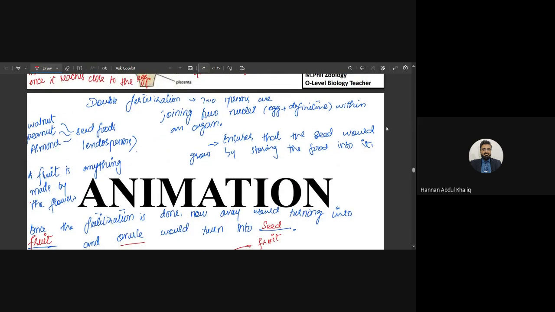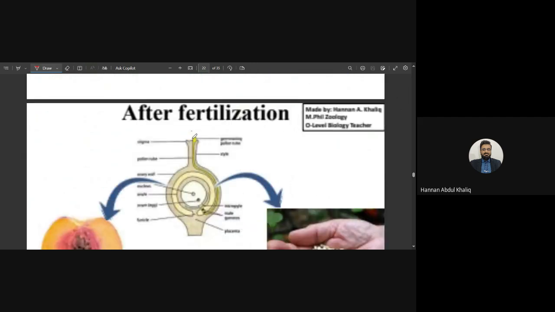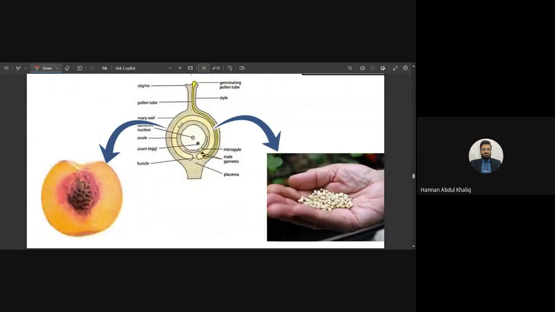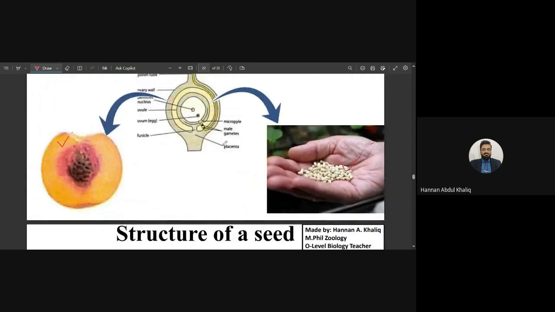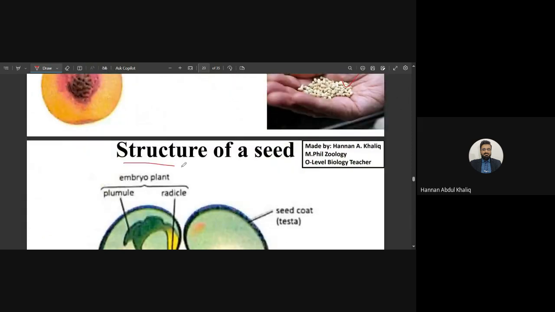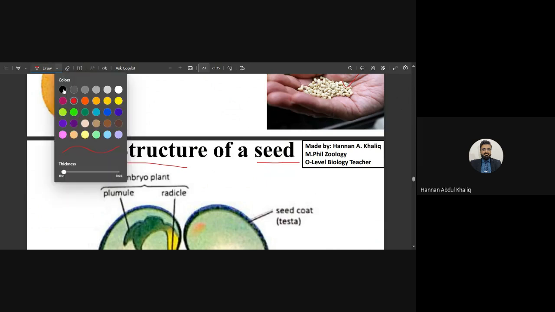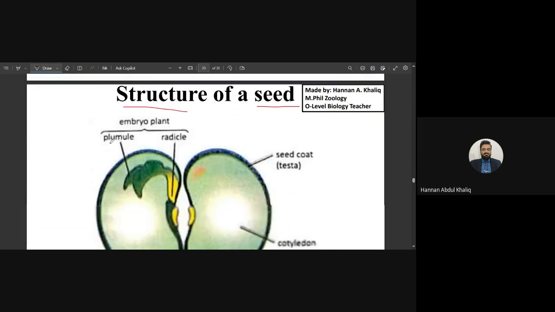Yes. Okay. Now once the fertilization is done, I have already told you the ovary is turning into fruit and the ovule is turning into seeds. There are many types of seeds. Now, this is something very important to understand here: the structure of a seed. The seed is a baby of a plant.